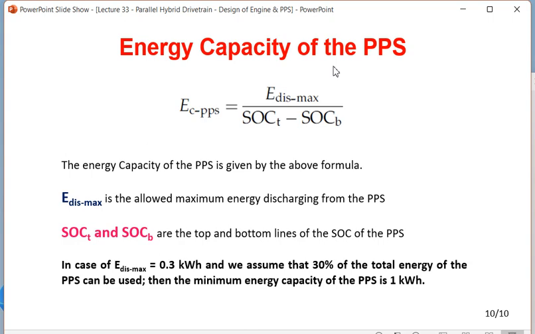In this lecture, we conclude with two design considerations. The first design consideration was for the engine design, and the second design consideration was for the PPS energy capacity design. The next lecture, which will be the last lecture of this module and of this whole course, we are going to see the design of the electric motor, and if there are some other design parameters, we are going to see them.